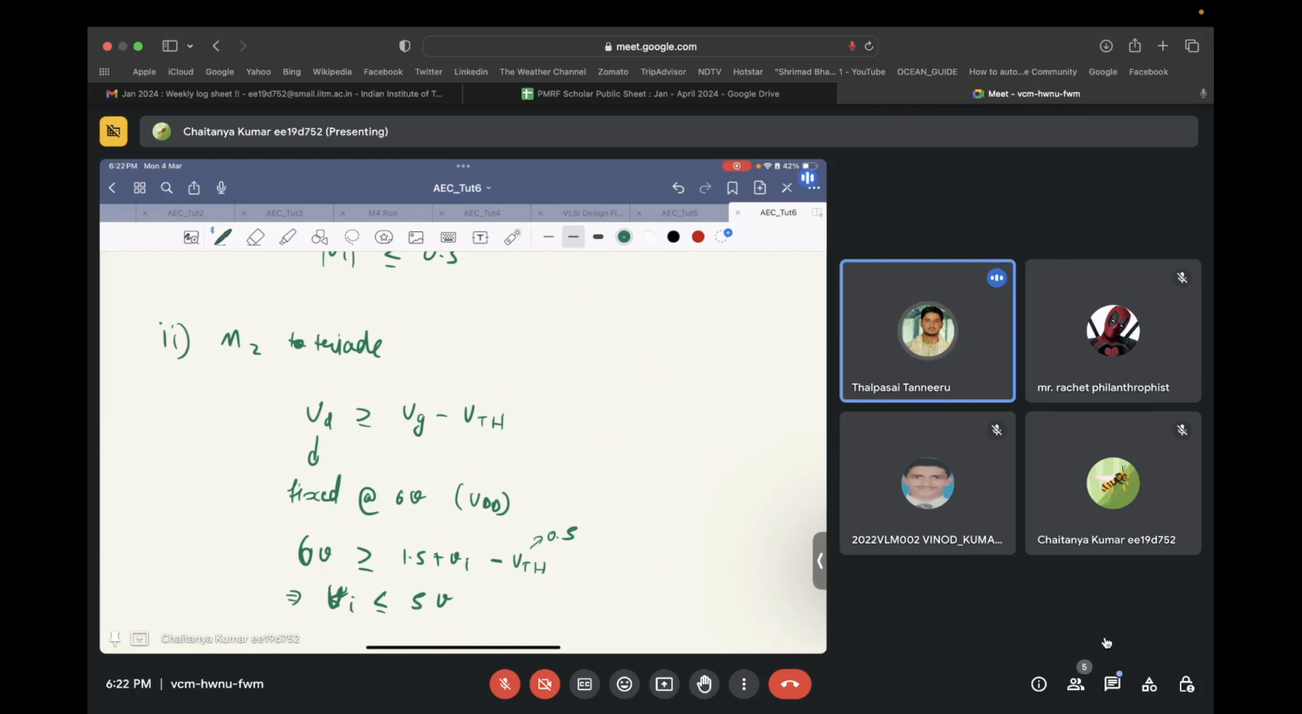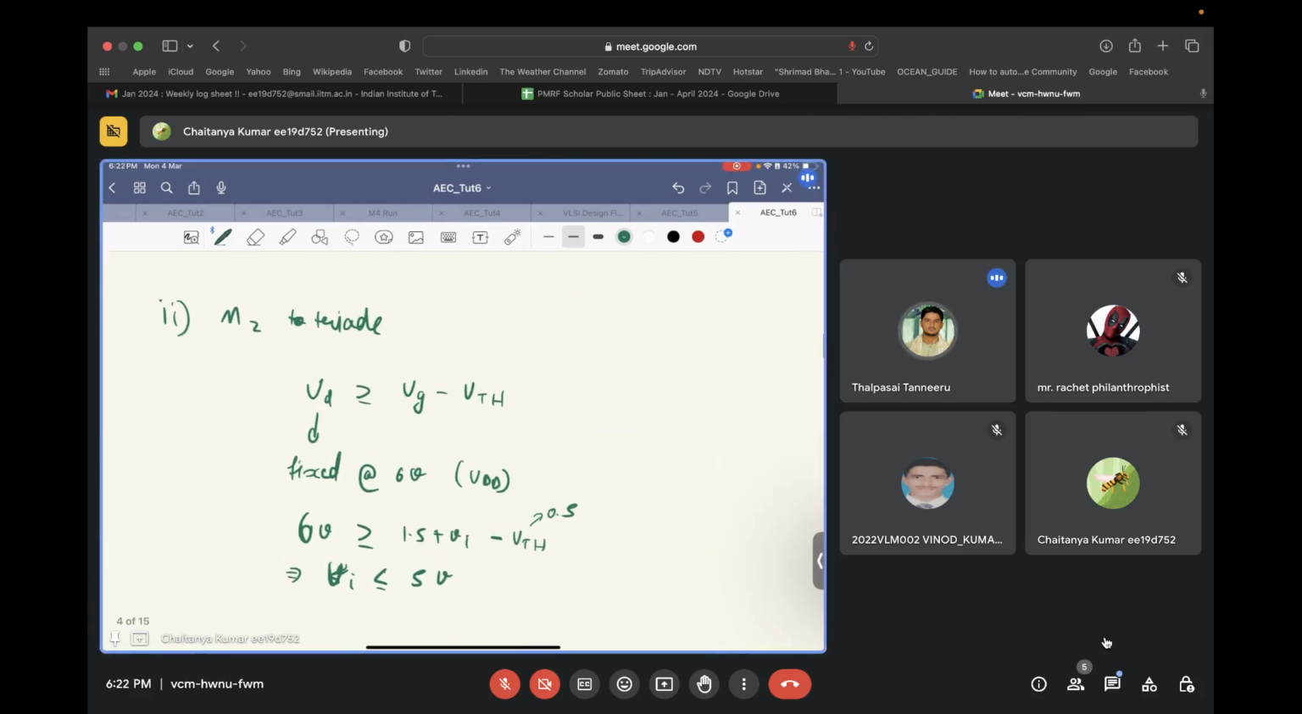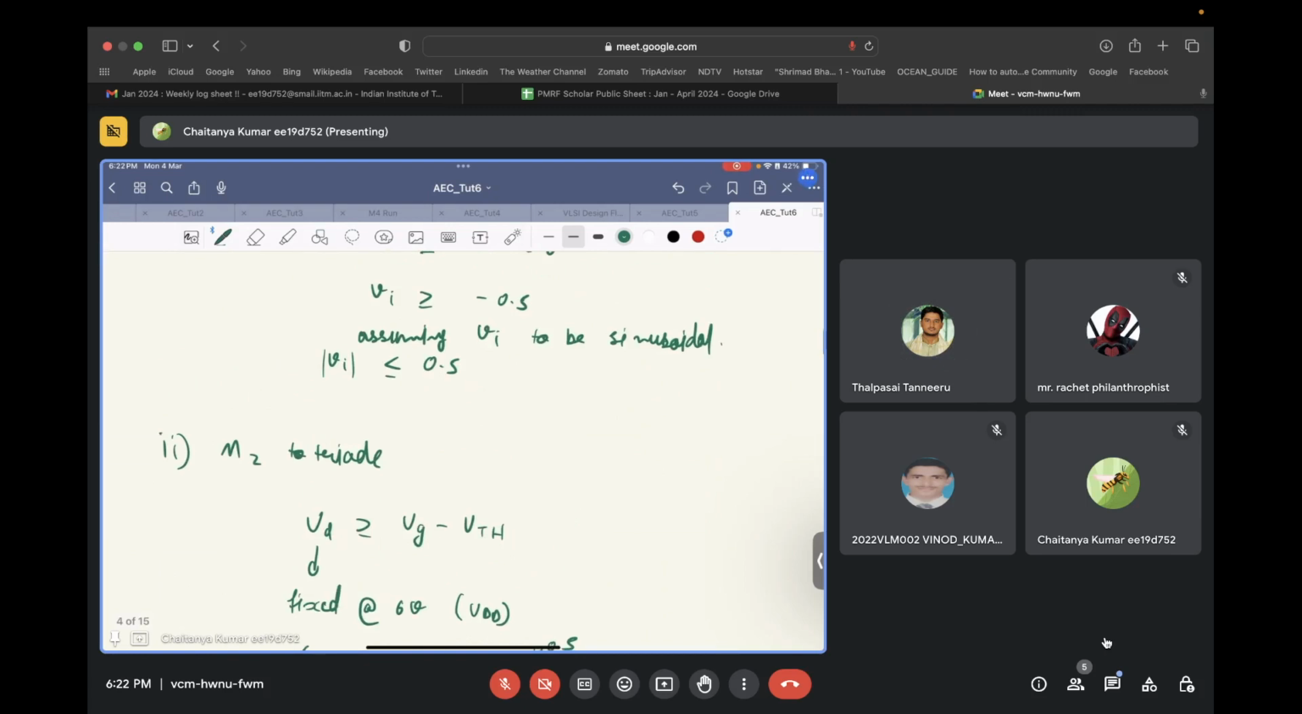You understand? Yes, sir. Sir, it is peak to peak voltage only, right? Yeah. So from this condition, you get Vin is less than 5 volts. From the upper condition, you get Vin is less than 0.5 volts. So if you have multiple conditions, you will choose whichever is the minimum one.